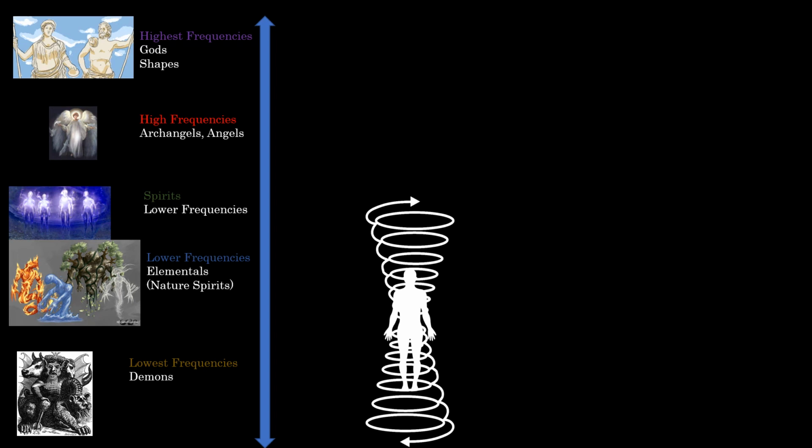And then finally, in the lowest frequencies, the material frequencies, we have what we call the demons. Not in a negative way, but demons in terms of spirits that are closer to the material world. And we are there, as we can see in the picture with the two spirals, one going up and one going down, because we are somehow able to navigate through these frequencies depending on what we do. And here is where magic comes into play.